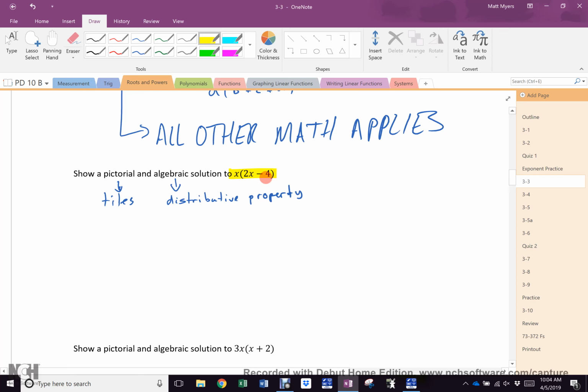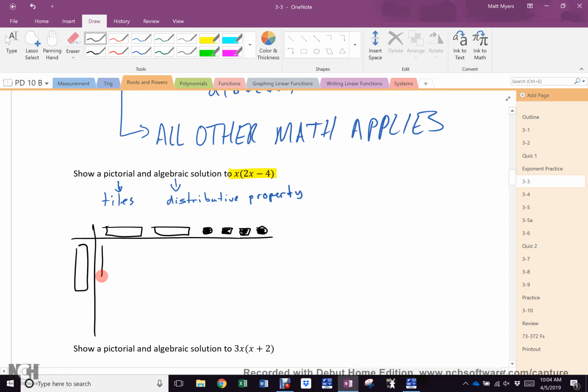Everybody good? Now, if I'm doing a picture, where do the factors live? In the middle or on the sides? On the sides. How would I draw x? A bar. How would I draw 2x minus 4? x, 2x, and 1, 2, 3, 4. What do I need to do to those 4 little guys? Shade them in because they're negative.